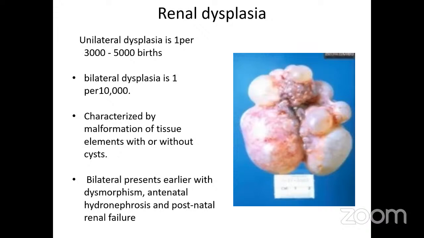Then renal dysplasia. Unilateral dysplasia incidence is 1 per 3,000 to 5,000 births. Bilateral dysplasia is 1 per 10,000 births. It is characterized by malformation of tissue elements with or without cysts. Bilateral dysplasia presents earlier with dysmorphism, antenatal hydronephrosis, and postnatal renal failure.